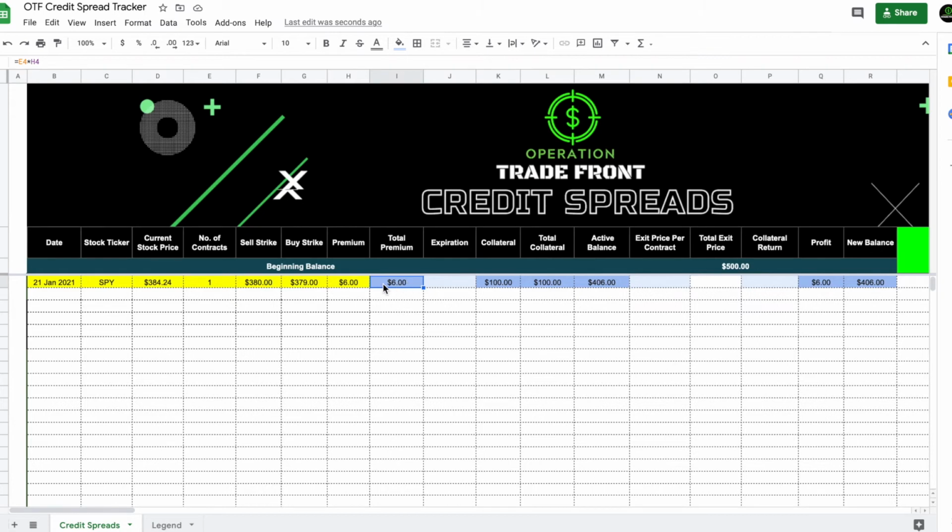The total premium now, you can see it calculates everything across. So the total premium is $6 for what we're bringing in. The expiration date is going to be tomorrow. Our collateral amount is $100. It's the difference between the buy strike and the sell strike. So our total collateral is $100 because we had one contract. And our active balance now is $406. It took the beginning balance of $500, subtracted the $100 in collateral, and added in the premium of $6 to give us an active balance of $406. That way, if you wanted to make a couple more trades, you would know you have the active balance available to be able to do that.